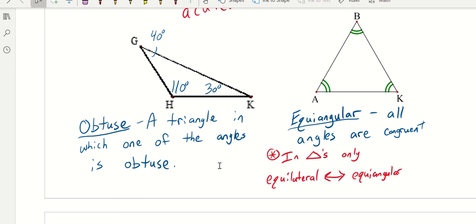In a square, all four sides are congruent as well. So a square and a rhombus, all four sides are congruent, but not all four of the angles are congruent. So a rhombus and a square are equilateral but not equiangular. But that's true in other polygons as well, like pentagons, hexagons, whatever. Only in triangles do we have equilateral figures that are also equiangular all the time.